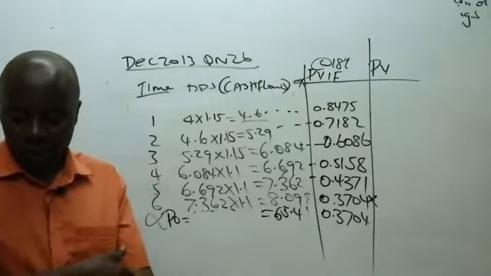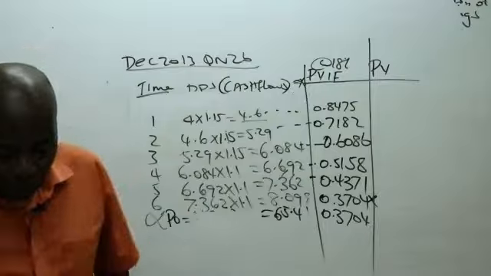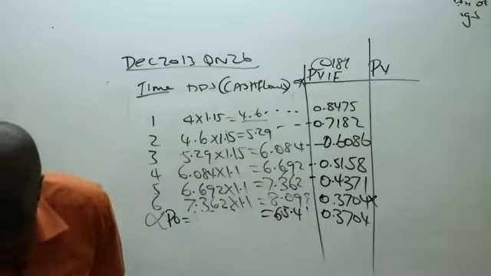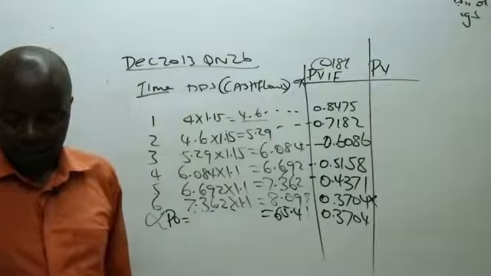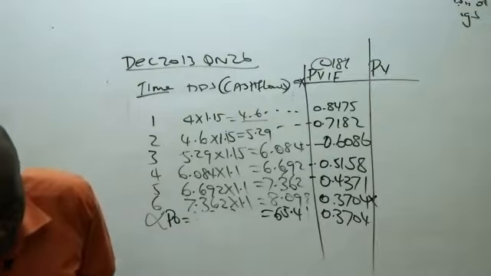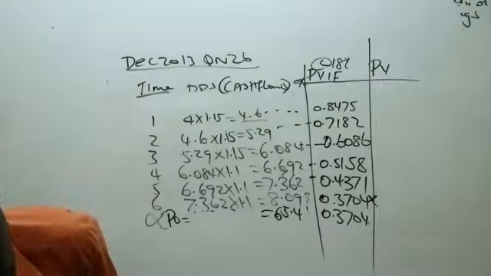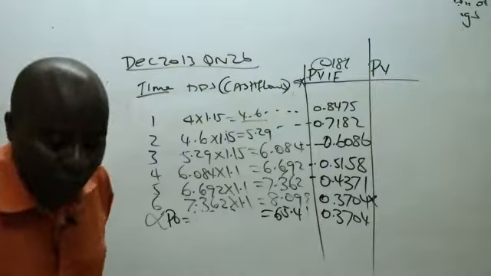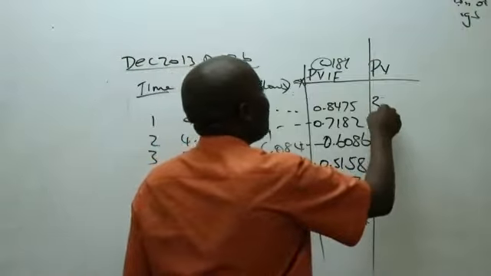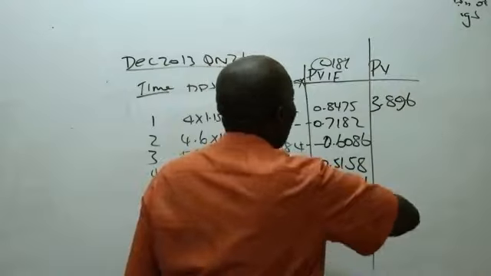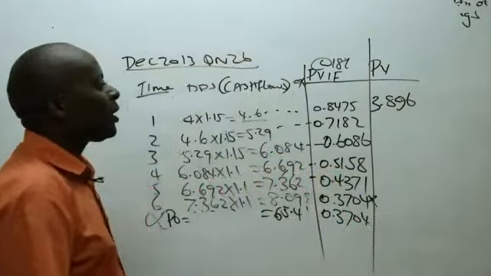Somebody, 2 decimal places, or 3 decimal places. 3 decimal places is fine. So the first one will be 3.896. I'm being given 3.896, 3 decimal places, as the first present value.